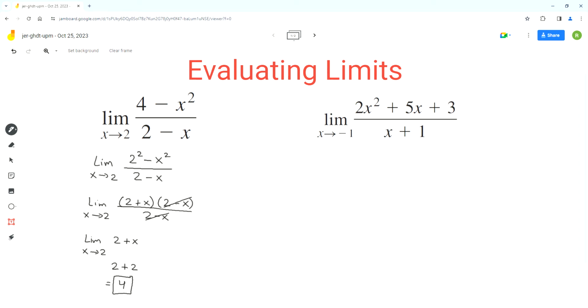So now we can analyze this second expression. Here we have to evaluate limit x approaches -1 of 2x squared plus 5x plus 3 over x plus 1.